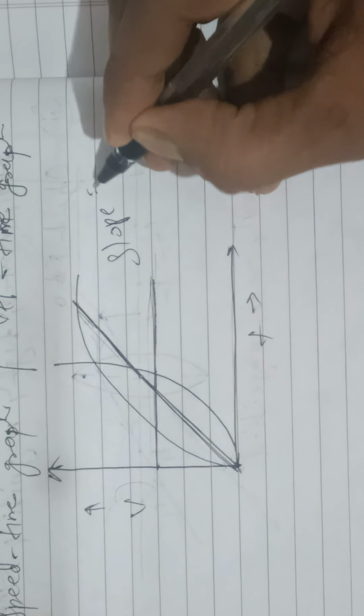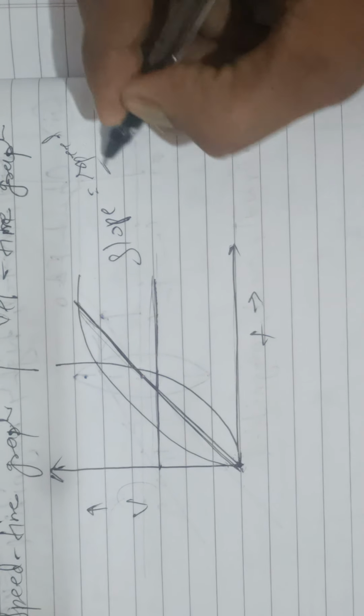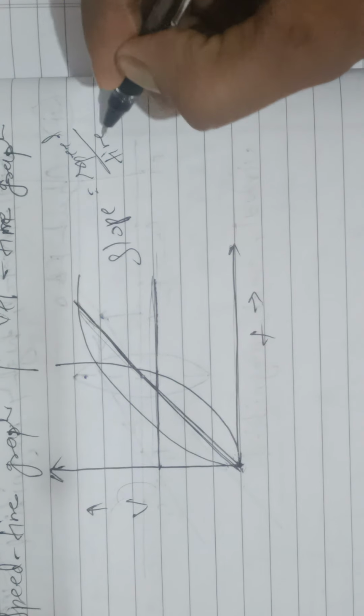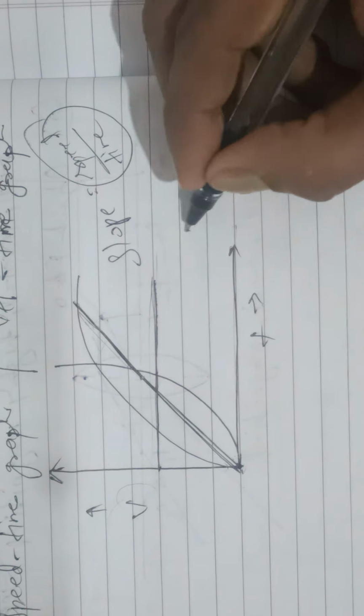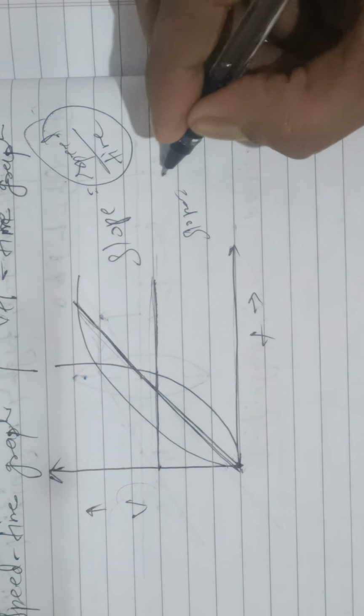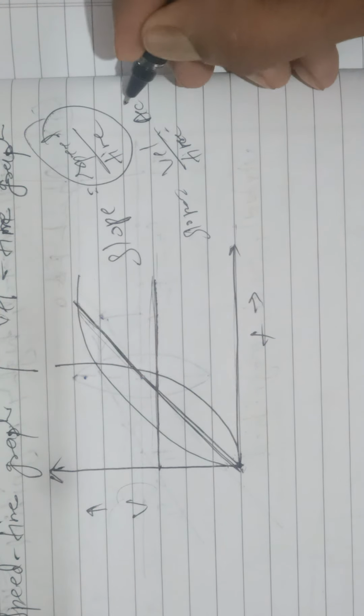If we find the slope of a speed-time graph, it will be speed by time. It is nothing, we don't know any such quantity. But if you find the slope of a velocity-time graph, it will be velocity by time, which will be acceleration.